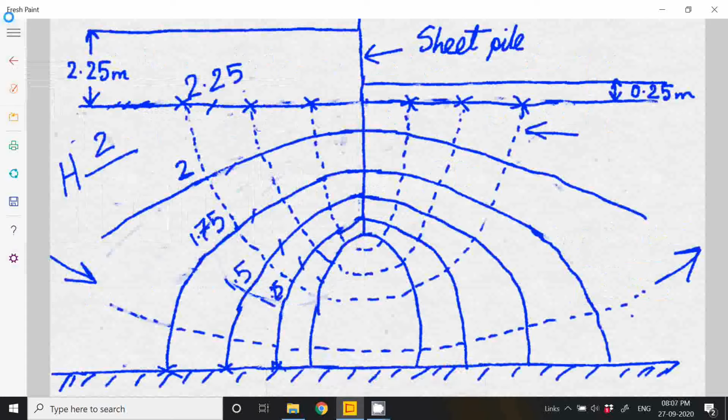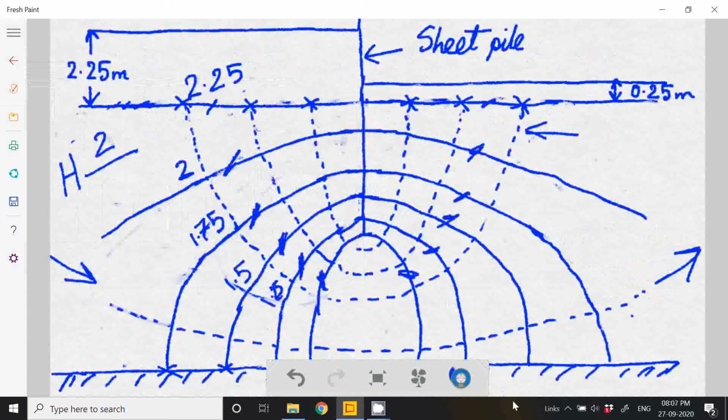Suppose here there is one drop, two drops, three drops, four drops, five drops. Then 6, 7, 8, 9, 10, then 11 drops. So 2 divided by 11 will be what? The drop in 2 divided by 11 will be the drop in each part.